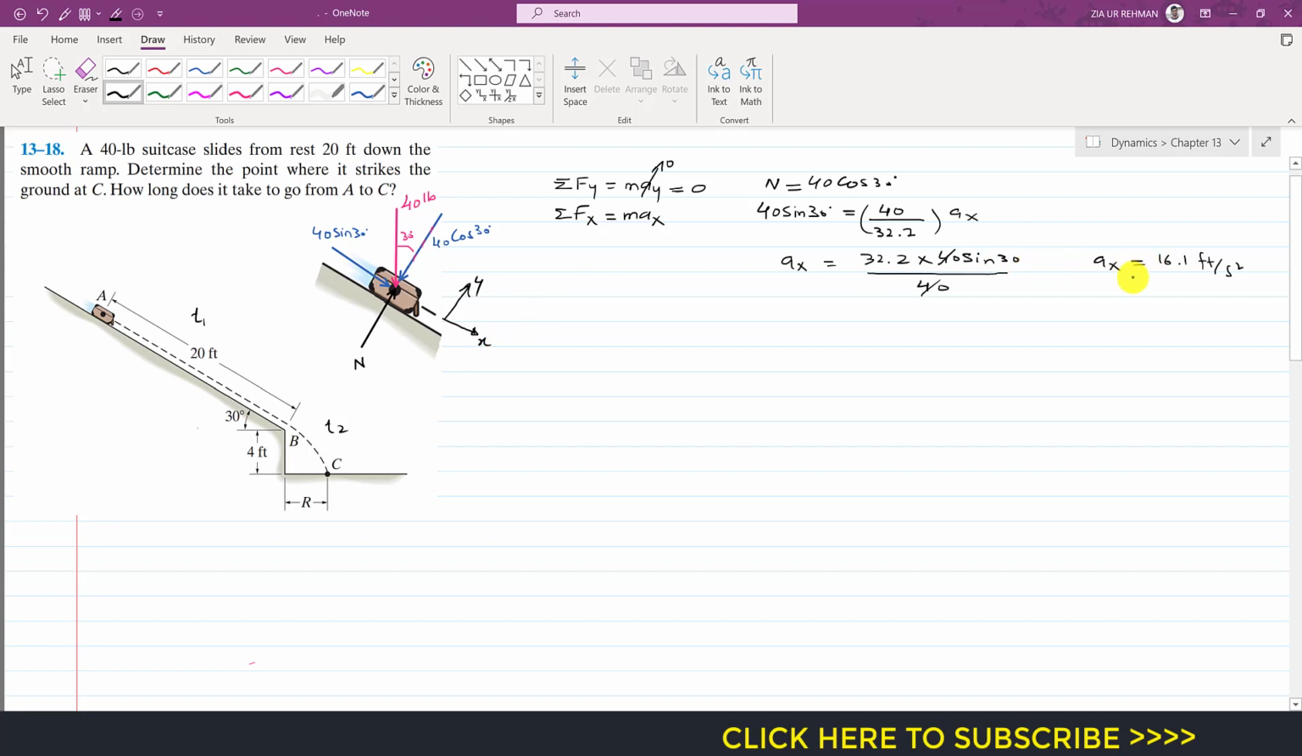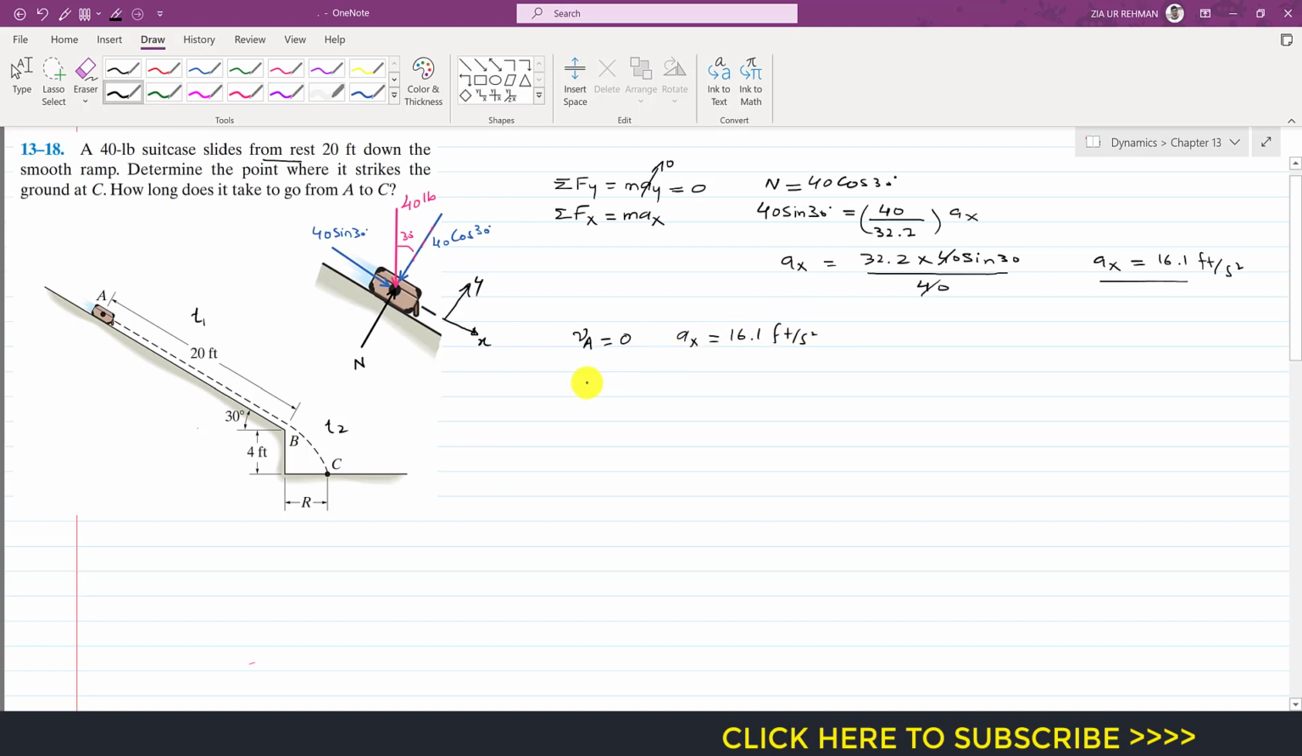So now since we know the acceleration, we can apply the kinematics equations, right. The initial velocity at A is 0, since it is said that a 40-pound suitcase slides from rest. The acceleration is now known. From A to B the acceleration is 16.1 feet per second squared.